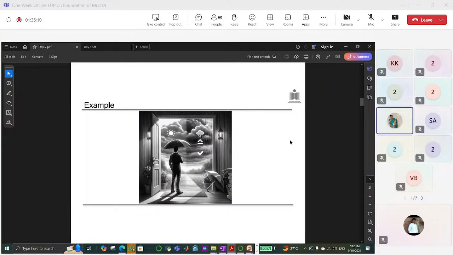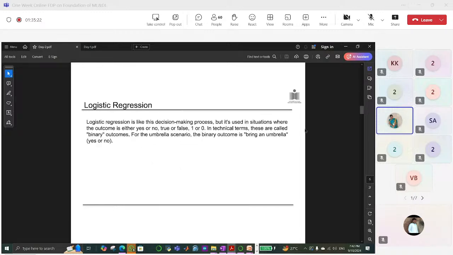And moving to logistic regression, this is the example. By seeing this example, we can make our decision whether we need to carry an umbrella or not. So this is the decision making process also. Logistic regression is like a decision making process, but it is used in situations where the outcome is either yes or no, true or false, or 1 or 0.